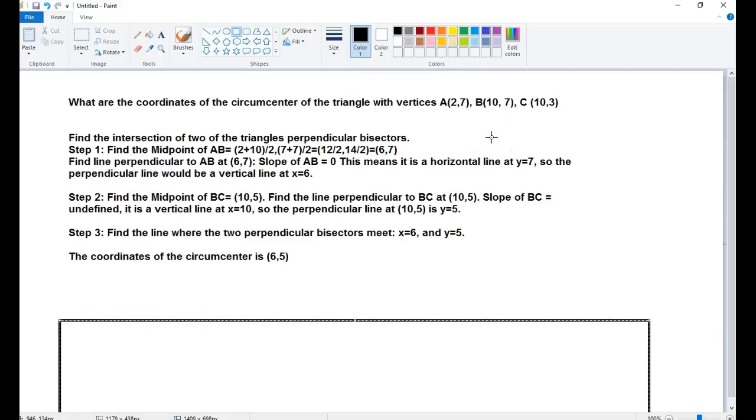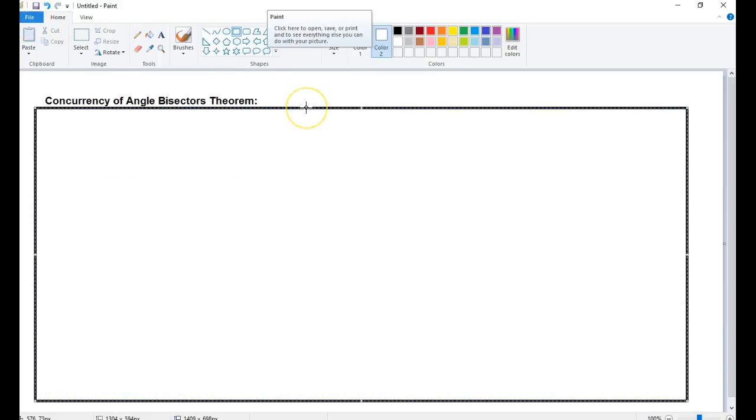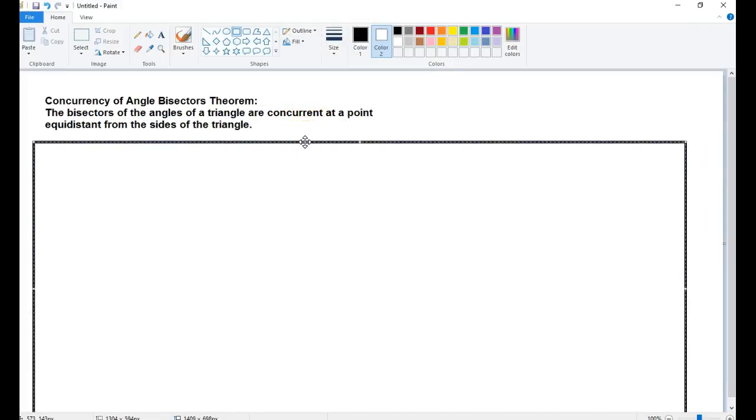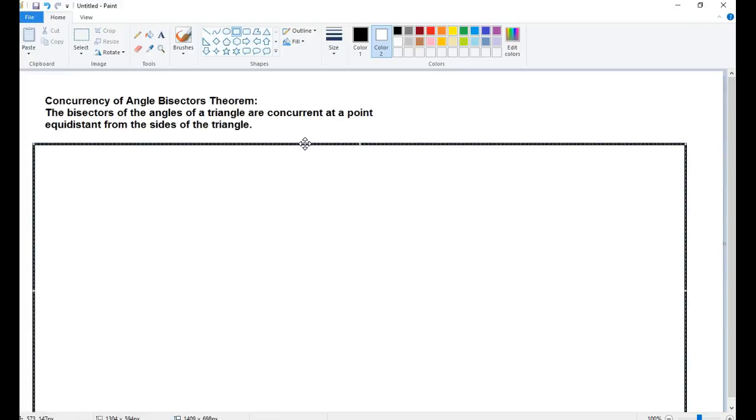All right, let's go into the next thing, which is going to be angle bisectors. Okay, now we're going on to the concurrency of angle bisectors theorem. The bisectors of the angles of a triangle are concurrent at a point equidistant from the sides of the triangle. So where these concurrent lines meet, that point will be the same distance from each of the different sides of the triangle.